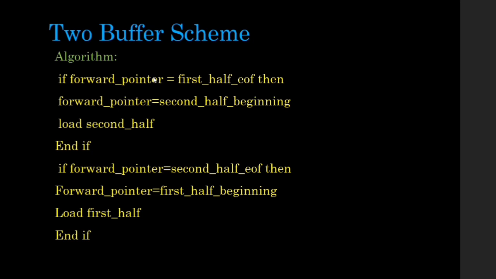forward pointer will be moved to the second half beginning and second half will be loaded. And similarly, if forward pointer is at the end of the second half, then forward pointer will be moving to the first half beginning and first half will be loaded. So this is how the algorithm functions here.